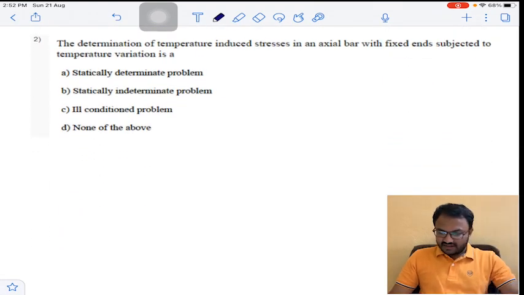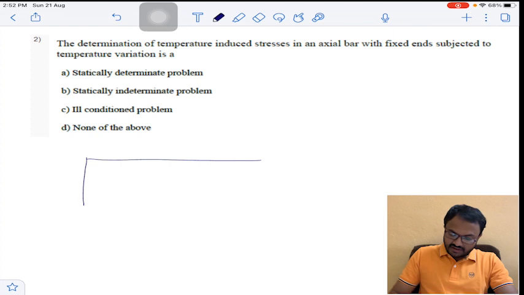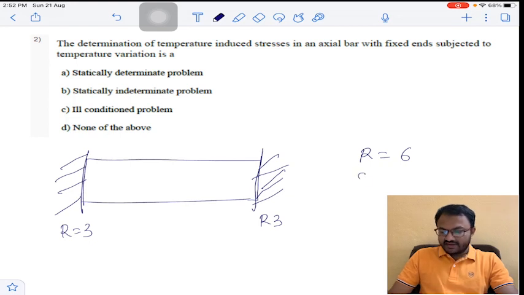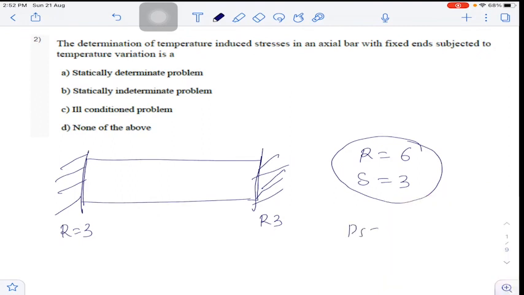Next question. The determination of temperature induced stresses in an axial bar with fixed ends subjected to temperature variation is, for example, a bar which is fixed at both ends. So when a bar is fixed at both ends, at fixed support the number of reactions are 3, here are 3. So total number of reactions is equal to 3 and number of equilibrium equations is equal to 3. Obviously this is degree of static indeterminacy is 6 minus 3, that is 3. So it is a statically indeterminate problem.